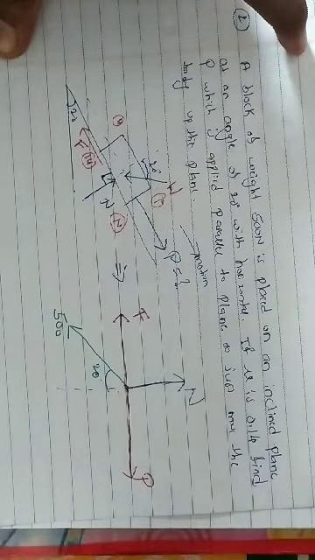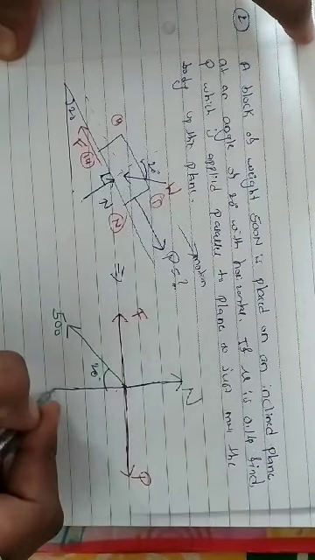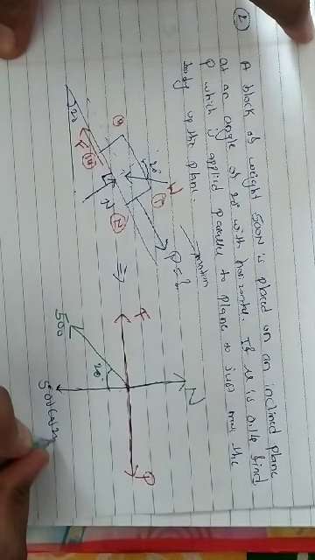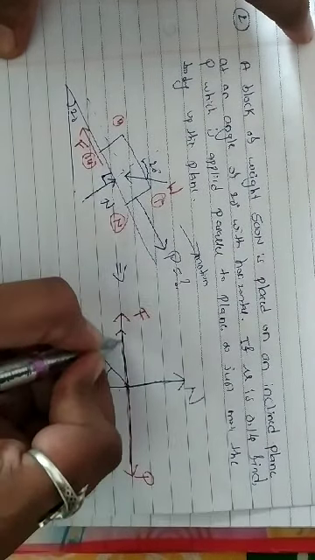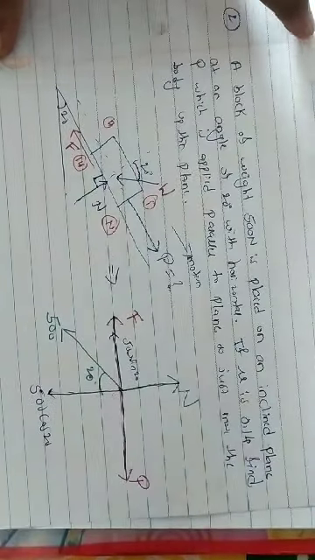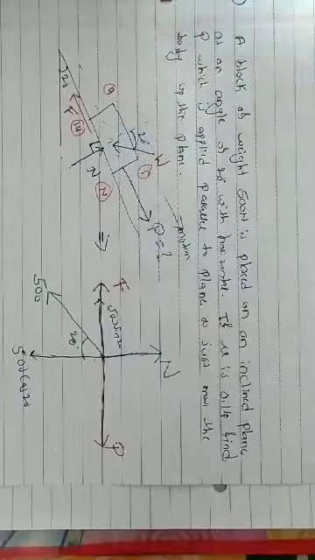So there are two components. This is 500 cos 20, and here it is 500 sin 20. 500 cos 20 and 500 sin 20. Okay, so we'll solve it here.